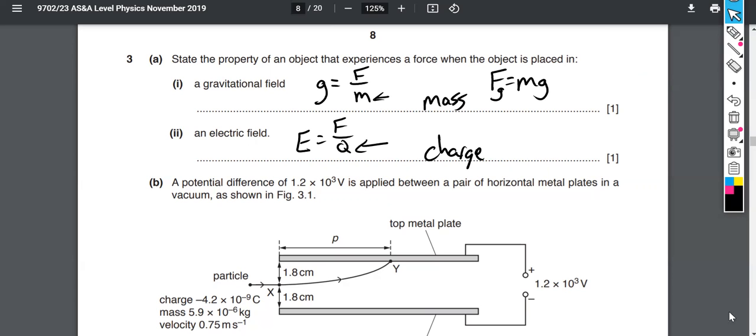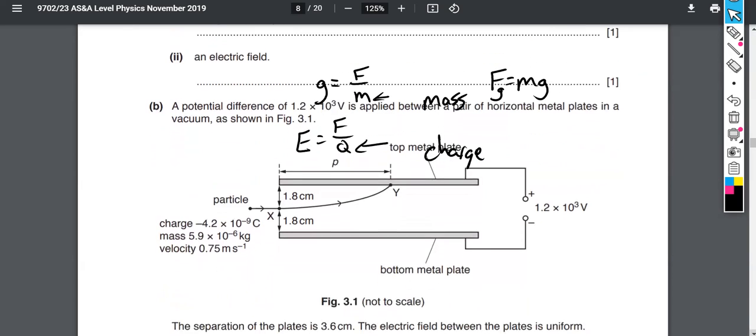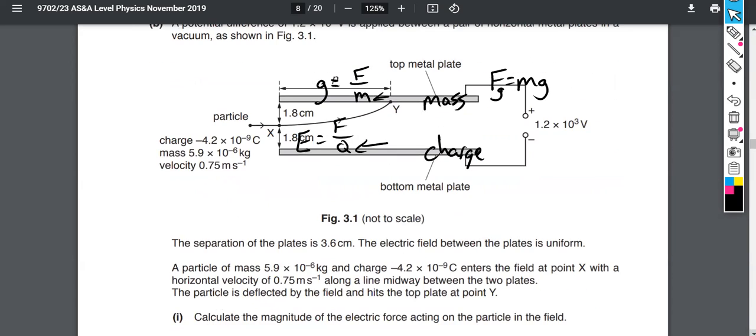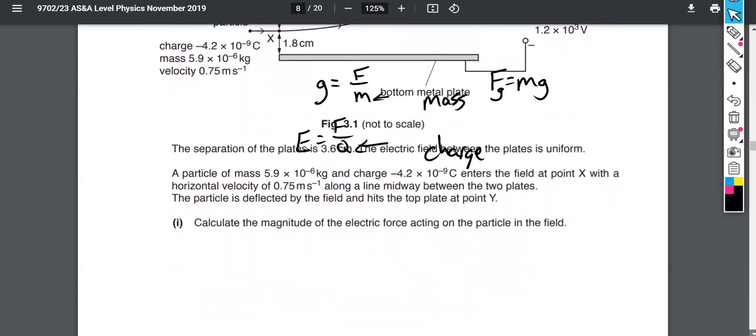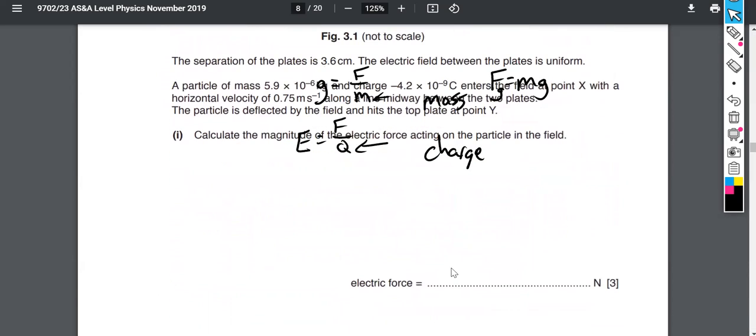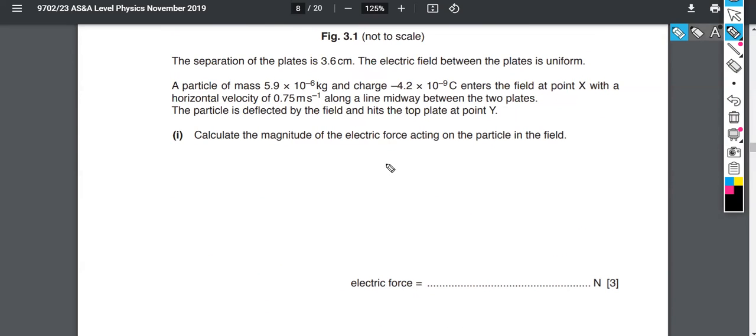All right, the paper goes on to have us calculate some things here. Like I said, it's not trying to trick you. It's trying to help you here, one calculation leading to the next. Calculate the magnitude of the electric force acting on the particle in the field. Okay, so let's clear all that off. So now it's saying, let's just consider the electric force. We're only going to consider the electric force right now.